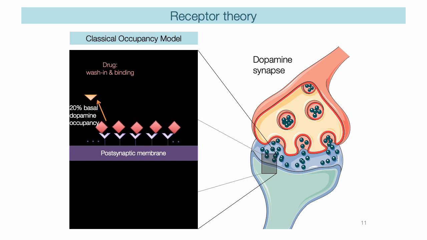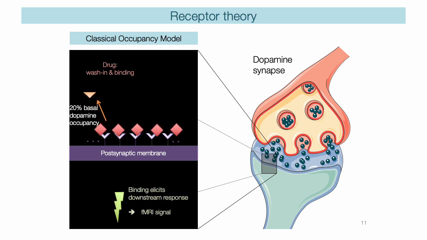And when there's a drug that washes in, or endogenous dopamine that binds to these receptors, we would expect there to be a downstream response that elicits an fMRI signal. And at the same time, a PET signal that's specific to those receptors would decrease because occupancy increases.